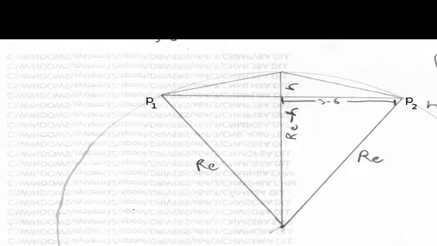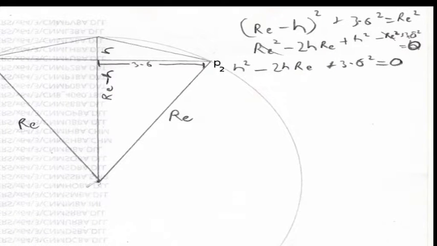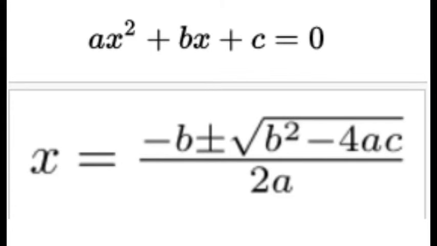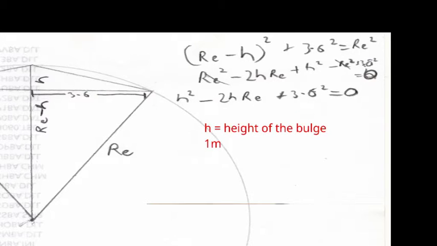So we have a right angle triangle there, with a side of 3.6 kilometers, another side which is the radius of the Earth, and another side radius of Earth minus h. And you can use Pythagoras' theorem to construct a relationship there, and it actually turns out to be a quadratic equation as shown here, which you can solve for h, the height of the bulge.